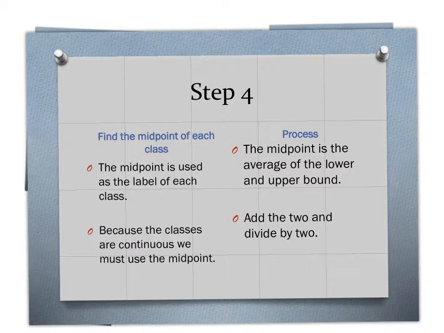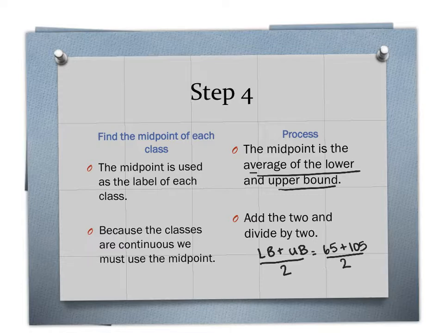We find the midpoints because it makes labeling the histogram a lot easier. The midpoint is the average of the lower bound and the upper bound. So we're going to add the two: we take the lower bound plus the upper bound and divide by 2. In our first class, that would be 65 plus 105 divided by 2.